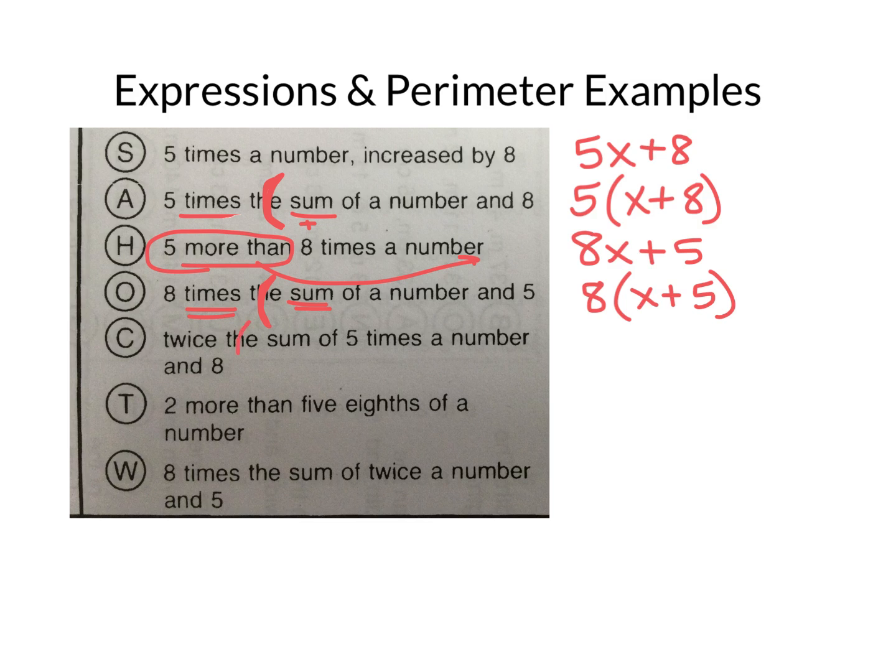Twice the sum, so here this is happening again. Twice means to multiply by 2 and then sum. So twice the sum of a number 5 times a number and 8. Okay?